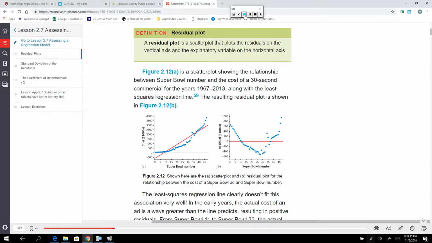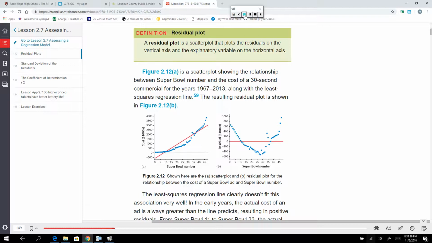You will need to plot a residual plot for your lab, so make sure you're comfortable with understanding how to do a residual plot. Certainly not for 45 data points like this. It's going to be much fewer. It's more like 8 or 10. But you need to calculate actual versus predicted so that you can create a residual plot for your lab. So that's the difference between a scatter plot and a residual plot.